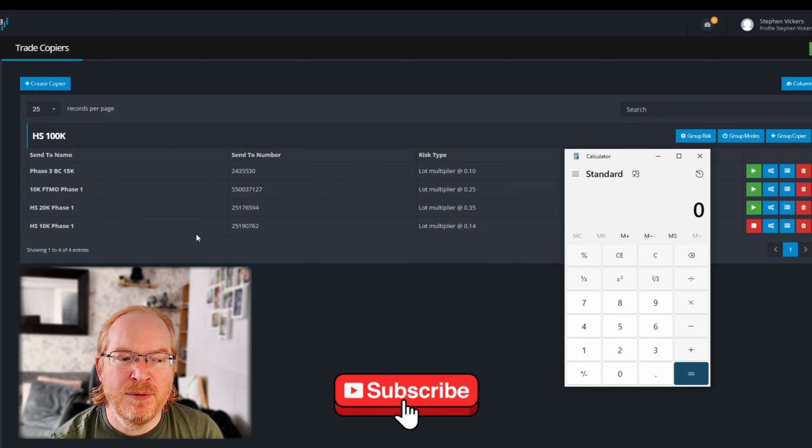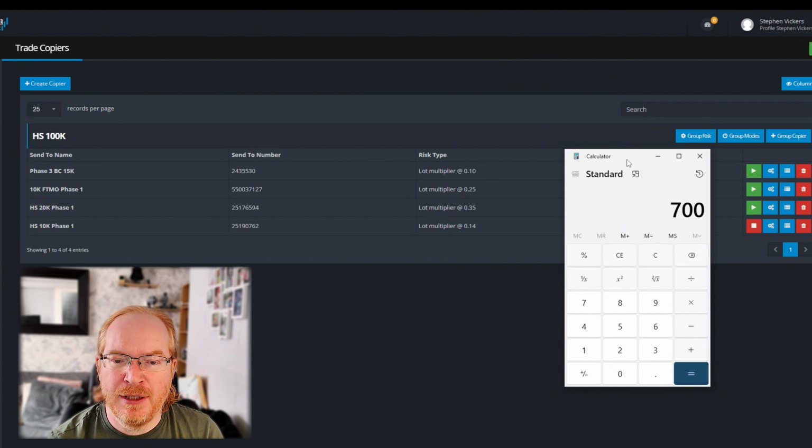Then we have the two 5ers accounts, the 20k high stakes and the 10k high stakes. So on the 20k high stakes, as you can see, there's a lot multiplier of 0.35. So we're risking $245 per trade on the 20k account, so just over 1% on that account, 1.2% risk per trade on that account. And then the last one is the 10k high stakes account, which we have a lot multiplier of 0.14. So we're risking around about $100 per trade on the 10k, so 1% again.